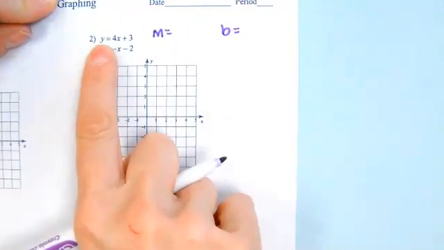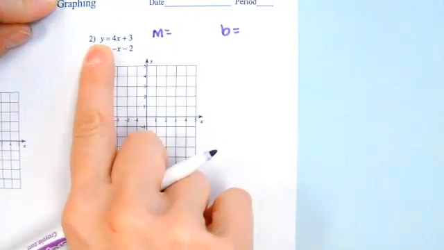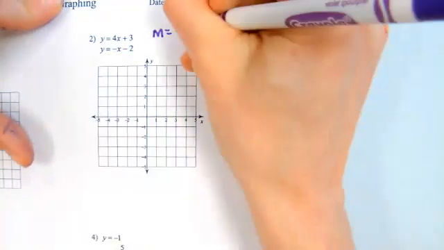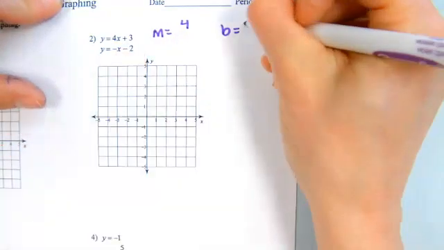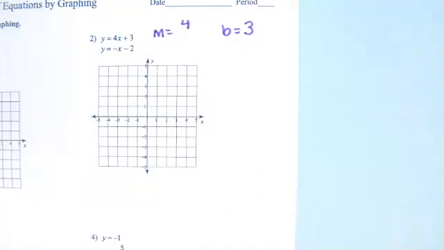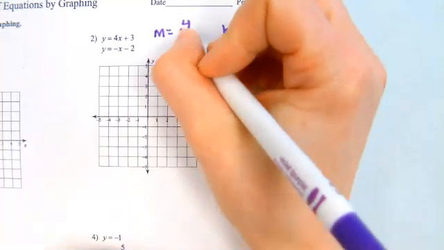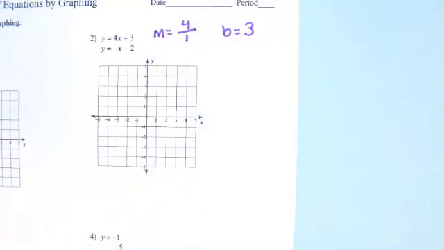If you look at this equation, remember the slope is the number that is next to x, so that would be 4. And the y-intercept is the one without the x, that is 3. Now, remember, we need our slope when we're going to graph it. It's got to be a fraction. So if it's not a fraction, we put it over 1.